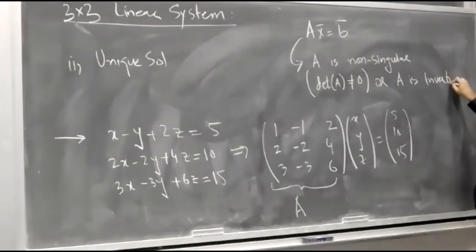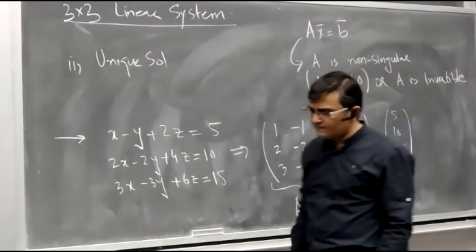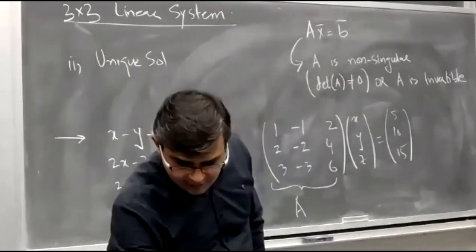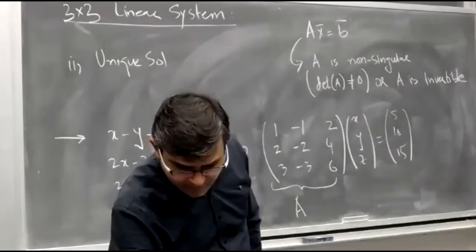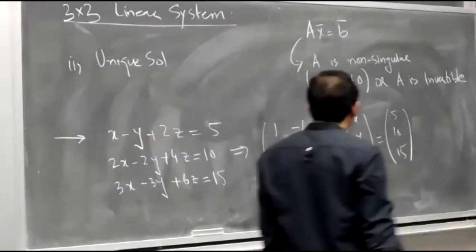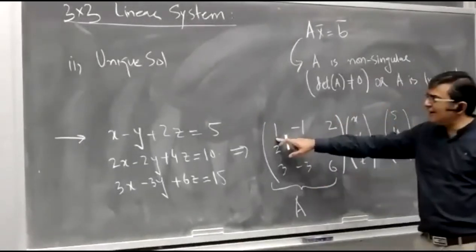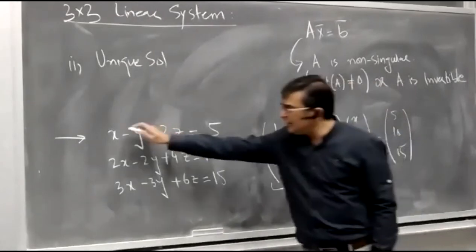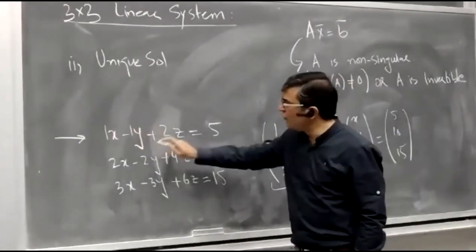Sir, why don't we write A as a vector? A as a vector? Why? Yes, sir. A into x vector is equal to b vector. Shouldn't A be a vector? A is a scalar. How can we write it as a vector? A is basically a matrix which has all these entries of the unknown coefficients.